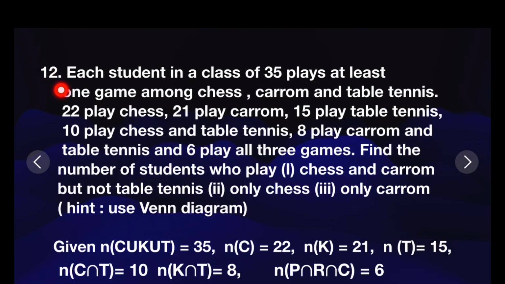Question 12. Each student in a class of 35 plays at least one game among chess, carom and table tennis. First name the sets as capital C for chess. Carom is also C, so we will name it as capital K, and table tennis capital T. So the total number of students in the class is 35. So n of C union K union T is 35. Then you can write down all these values. n of C is 22. n of K is 21, n of T is 15. n of C intersection T is 10. And so forth, you write down all these values.